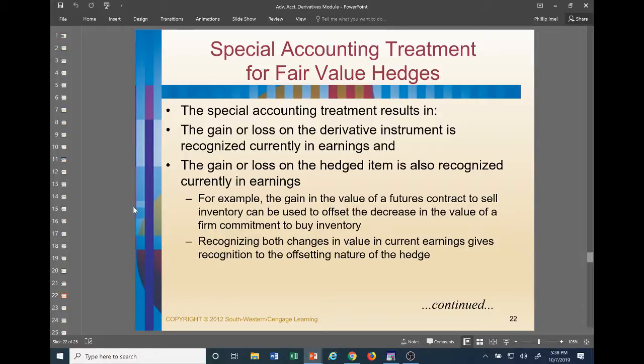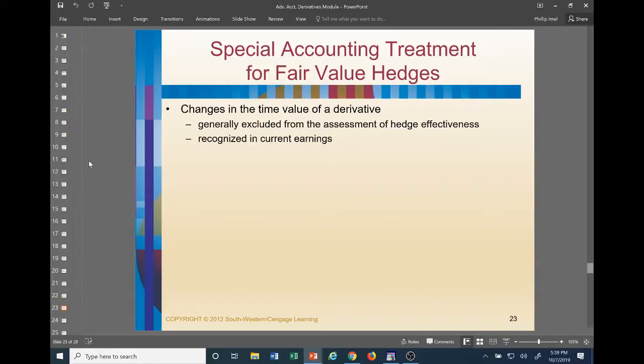So obviously, if we're offsetting the gain or offsetting the loss, the gain on the hedge has to be recognized in current income in order for it to be fully realized or recognized. Some more special accounting treatment for fair value hedges: changes in the time value of a derivative are generally excluded from the assessment of hedge effectiveness and recognized in current earnings. So once again, the changes in the time value of a derivative are excluded from the assessment of the hedge effectiveness and recognized in current earnings.